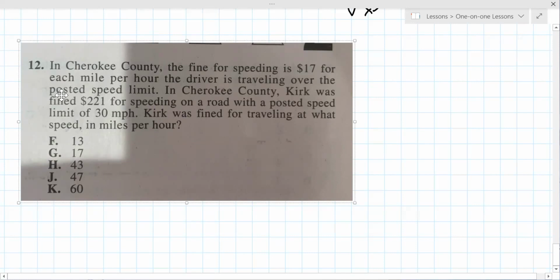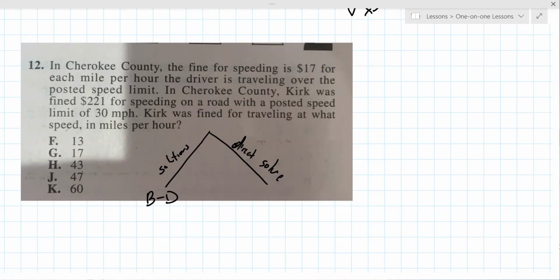Okay, so in Cherokee County, the fine for speeding is $17 for each mile per hour the driver is traveling over the posted speed limit. In Cherokee County, Kirk was fined $221 for speeding on a road with a posted speed limit of 30 miles per hour. Kirk was fined for traveling at what speed in miles per hour? So for me, there's two paths to do this question. There's what I call the BD approach, which is using the solutions, and then there's the direct solve, and then you match your answer to the one there. Which way would you like to approach this problem?